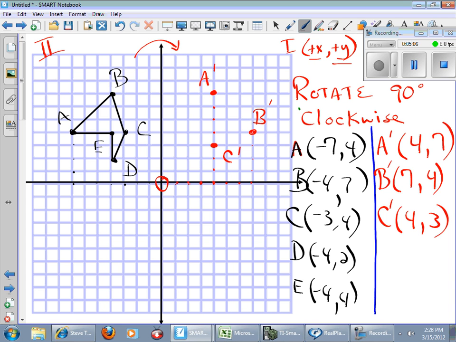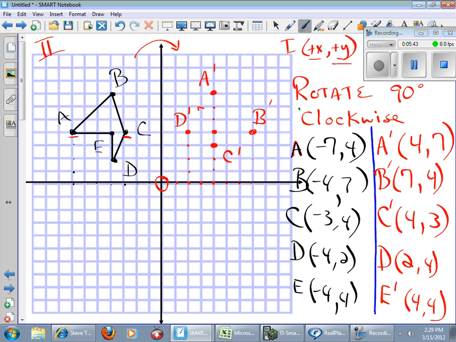Now let's check it out. Are A and C in the original on the same line? They sure are. And look at this. Now they're on the same vertical line. All right, D, I switch them, 2 and 4. I'm in the first quadrant, so therefore they're both positive. So D is going to be at 4, 2. All right, so there's D prime. And then E is at negative 4, 4. I switch them to 4 and 4 and keep them both positive because I'm in the first quadrant.